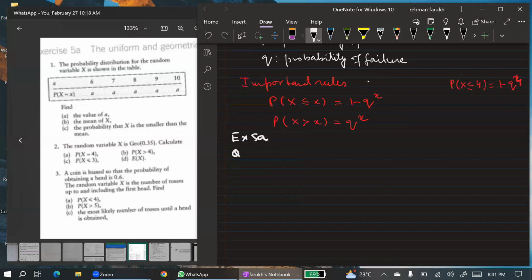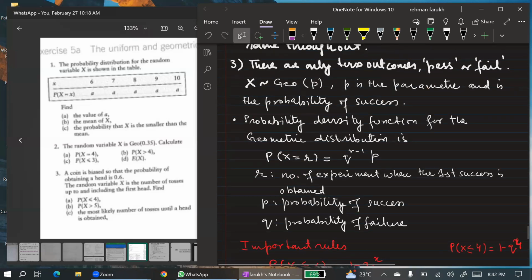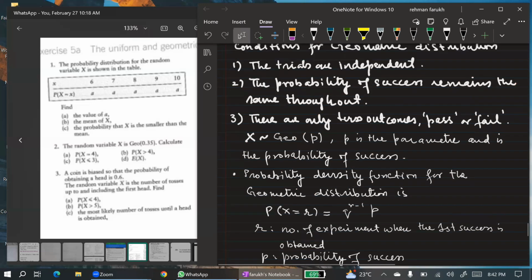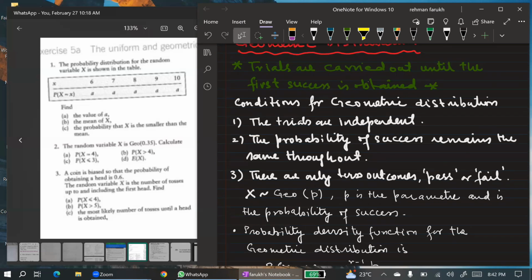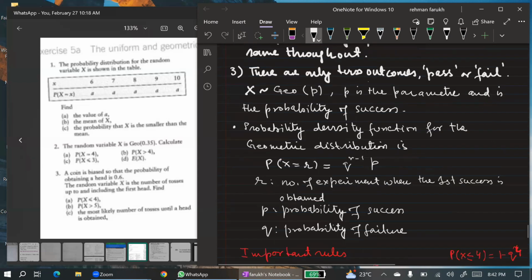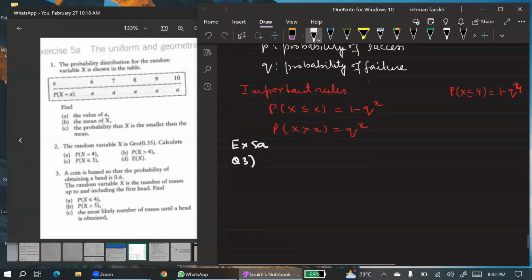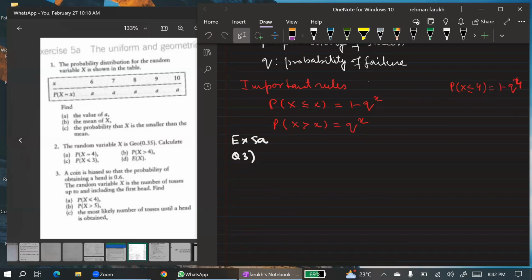Question number 3. A coin is biased so that the probability of obtaining a head is 0.6. The random variable x is the number of tosses up to and including the first head. That is, we will perform the experiment until the first head is obtained. Now, which is the condition of the geometric distribution? Trials are carried out until the first success is obtained. The line with the green color defines that this question is of geometric distribution.